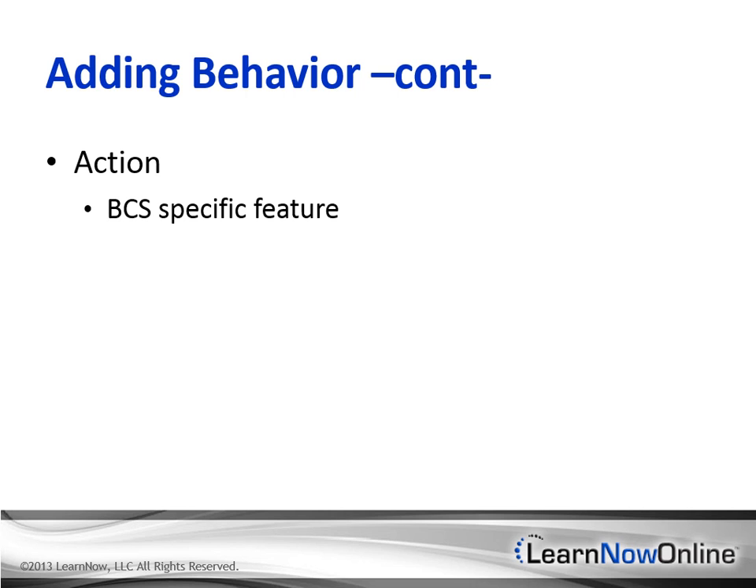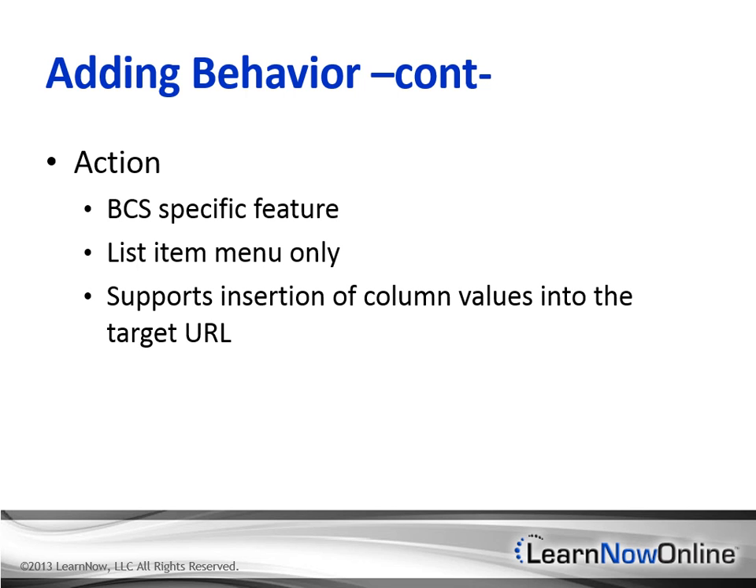So it allows you to pass in values from that list item menu. So you only would use an action for the list item menu only. And so that's how you get the column values into the target URL. You can't do it with a custom action with BCS, but you can use the action to do that. So what we're going to look at now is adding behavior to that list that we brought in, the Northwind customers.